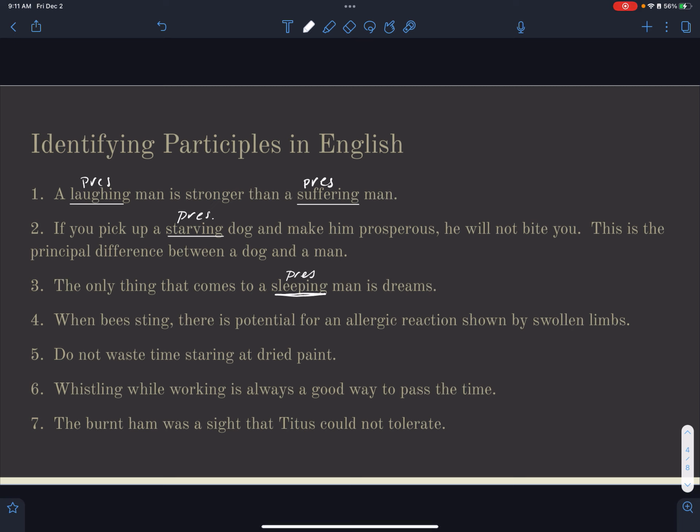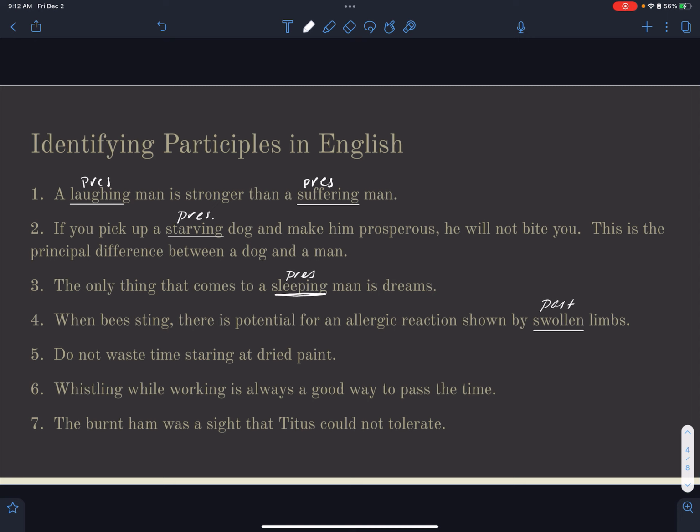Number four. When bees sting, there is potential for an allergic reaction shown by swollen limbs. This one's a little trickier. What's my participle here, Thomas? Swollen, good. Now, it doesn't end in -ing. What kind of participle is this? What's the other one? There's present and there's past. Right? So what had to happen first? The bee has to sting you first before your limbs can be swollen, right? So that's why it's a past participle.